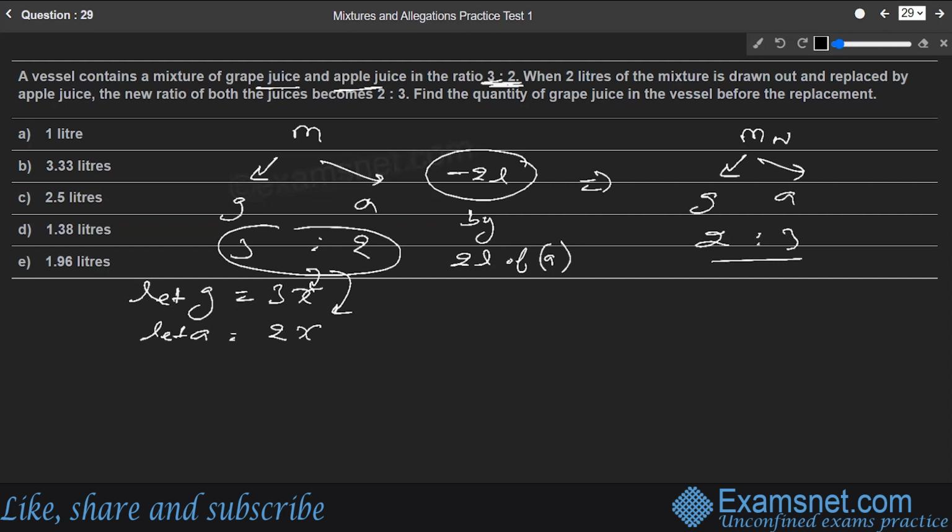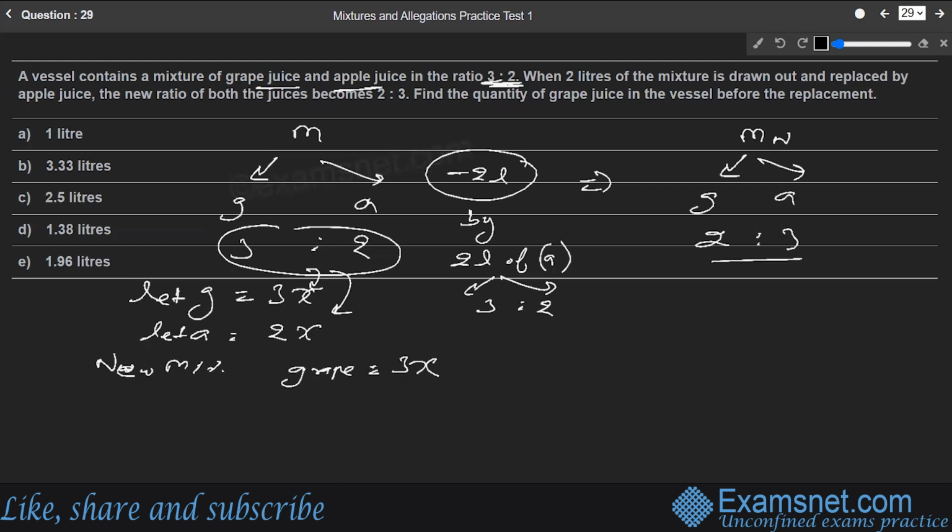And 2 liters has been removed. So whatever is removed from the original mixture, the similar composition has gone out. In the 2 liters that has been removed, what should be the composition? The composition remains 3:2 only. So now how much will the grape juice be in the new mixture? The original grape juice was 3x.